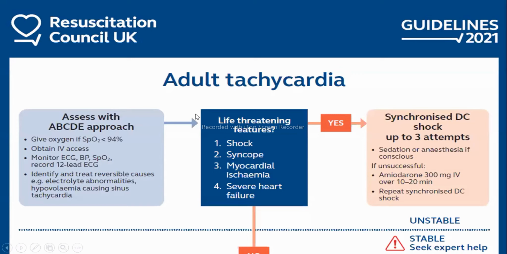Okay, we will talk about tachycardia. So, as you know, the heart rate is normal from 60 to 100. If more than 100, we are talking about tachycardia. If less than 60, we are talking about bradycardia. So you have to follow the ABCD approach as we discussed.